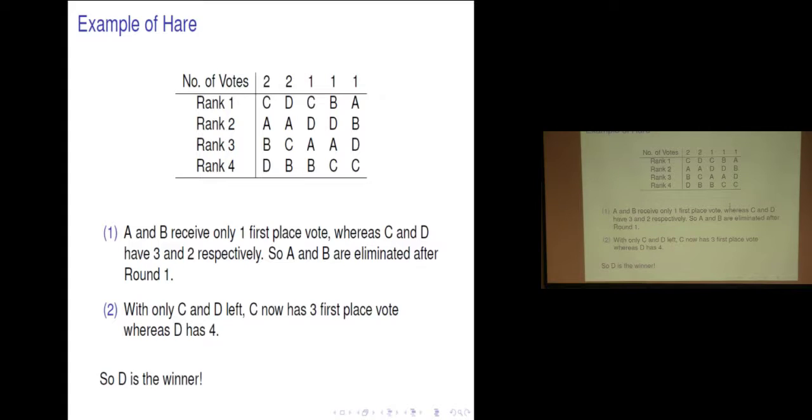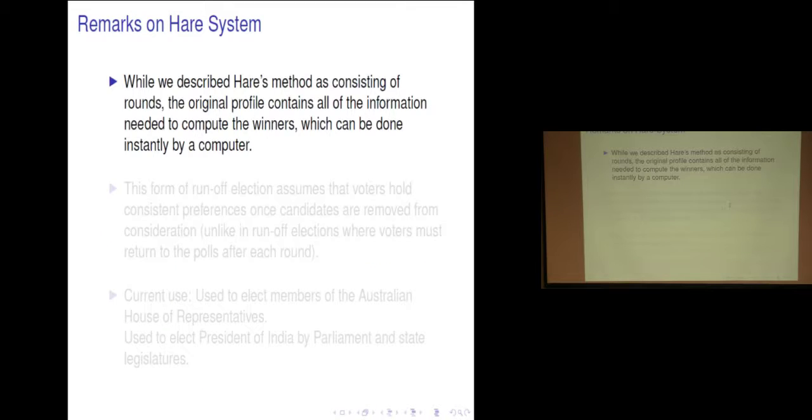Is this all right? Okay, there are some remarks. First, suppose you have many candidates, you would think that this requires many rounds, which is not so effective. But it turns out with the help of a computer, it's very easy to handle this. Practically, this is feasible. It's not too bad. The computer can do this in 1 second.